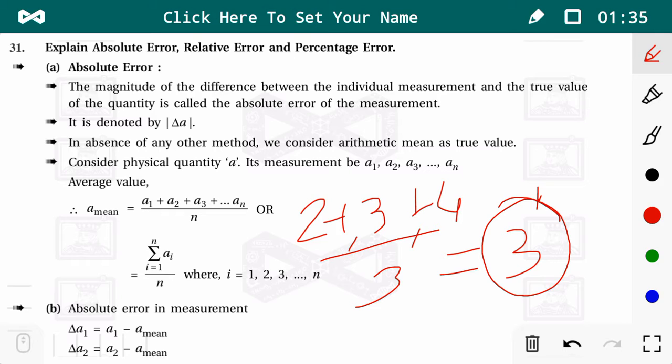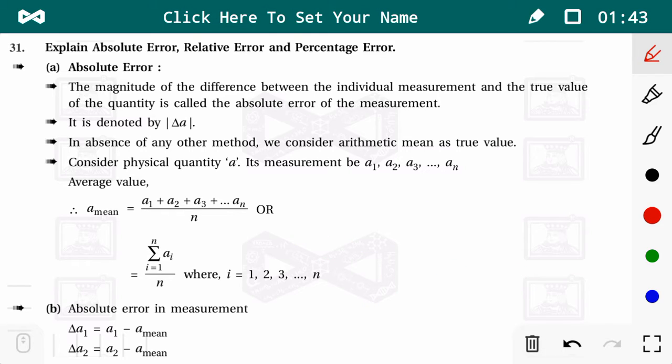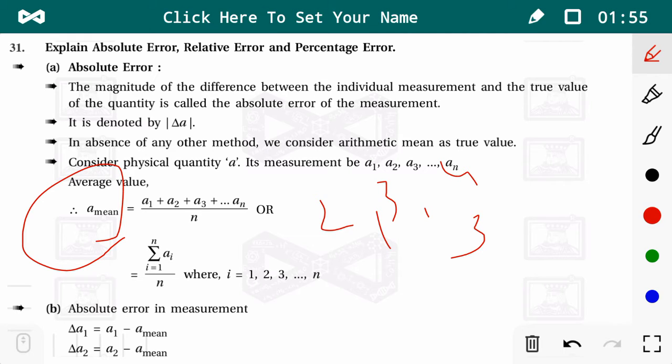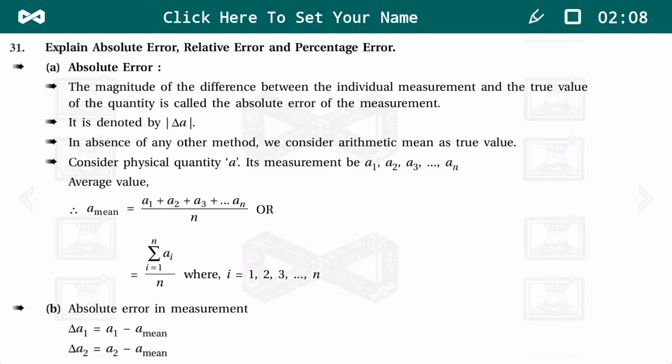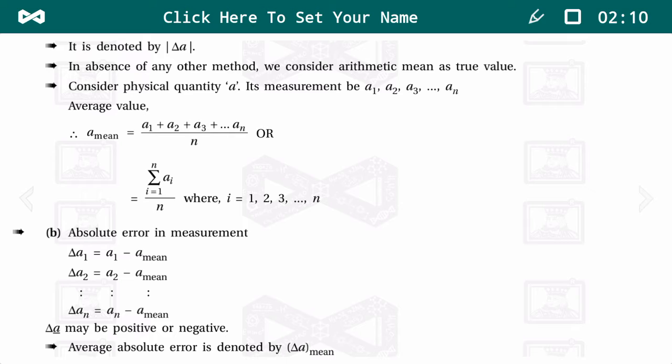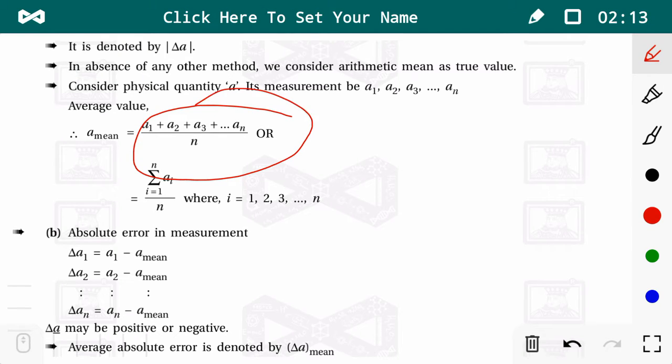Now if you want to find the absolute error, what will you do? First of all, you have to find the average or mean value. Here 3 is the mean value of 2, 3 and 4. Say we have some observations or measurements: A1, A2, A3 up to AN. By adding all of these and dividing by the number of observations, you will get the mean.